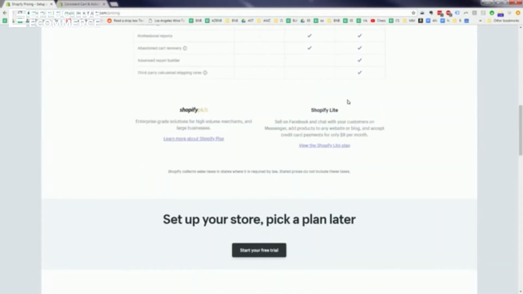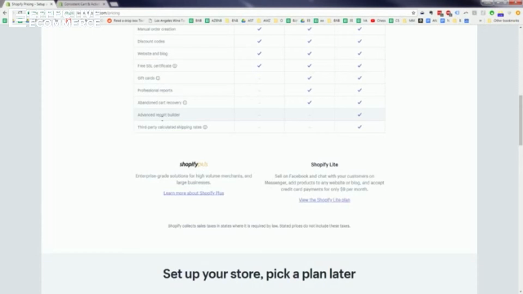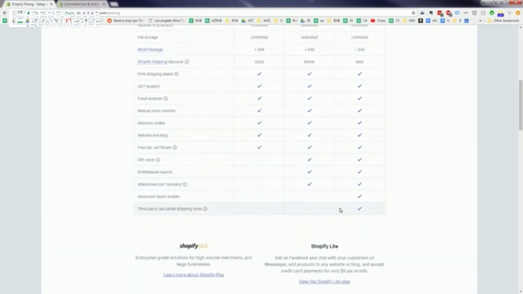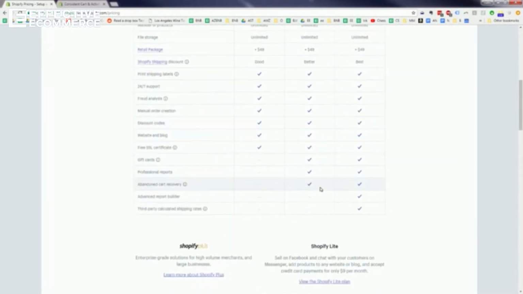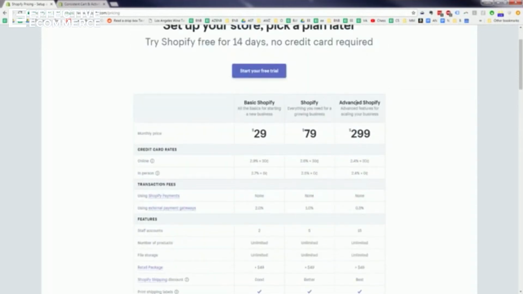When we look at the features, we have advanced report builder and third-party calculated shipping rates. Two things that aren't really that big of a deal. I think for most online stores out there, you should probably offer flat rate shipping up to a certain price and then free shipping after that. So once again, the features aren't that much better between Shopify and advanced Shopify. What it comes down to is looking at the numbers, looking at how much money you will save on the different transaction fees right there.